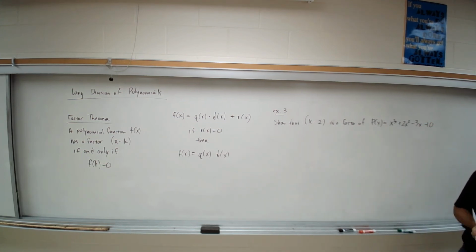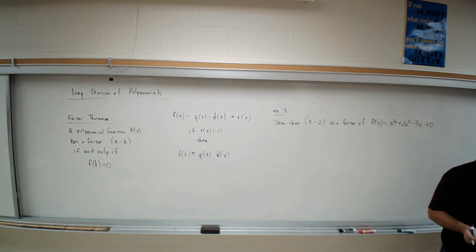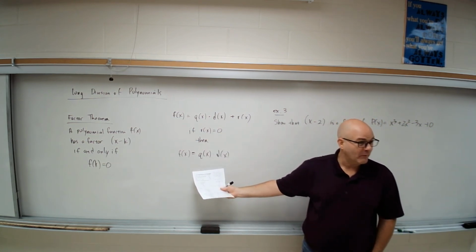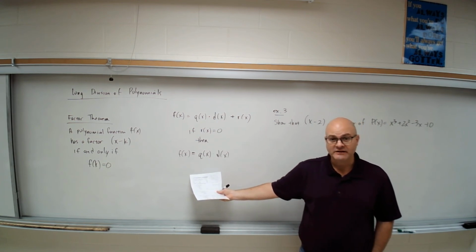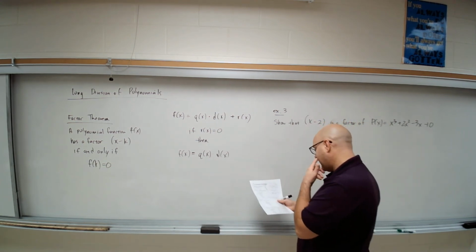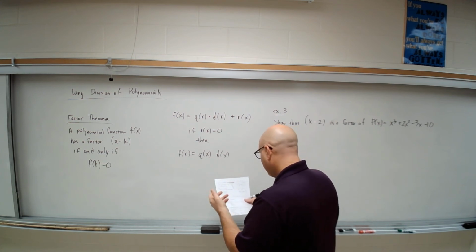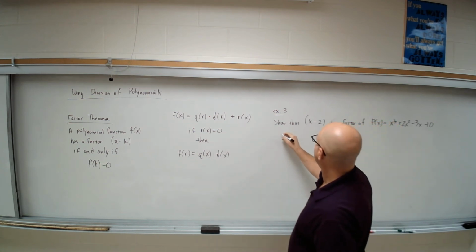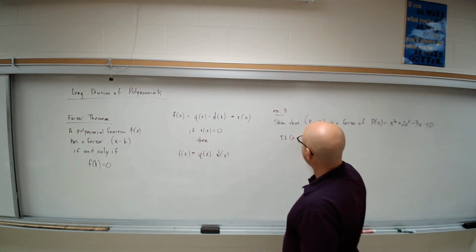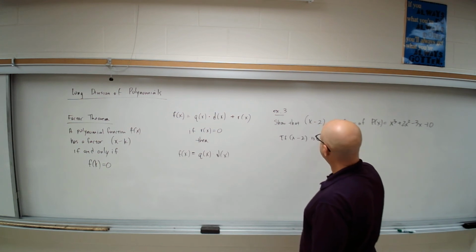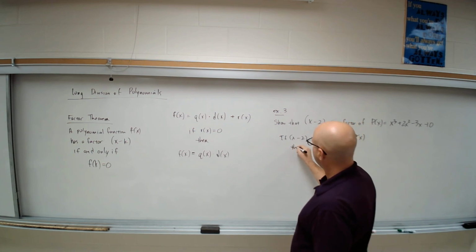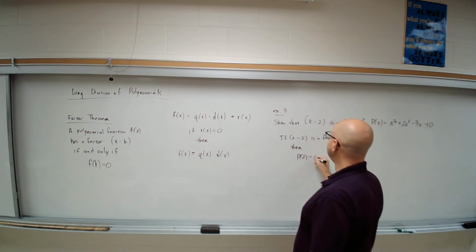So there's two ways we could do that. We could do long division and show that the remainder is 0. If the remainder is 0, then we have a factor. That would be a harder way to do it, but we could do that since we know how to do long division. But if x minus 2 is a factor of p of x, then that means that p of 2 must equal 0.